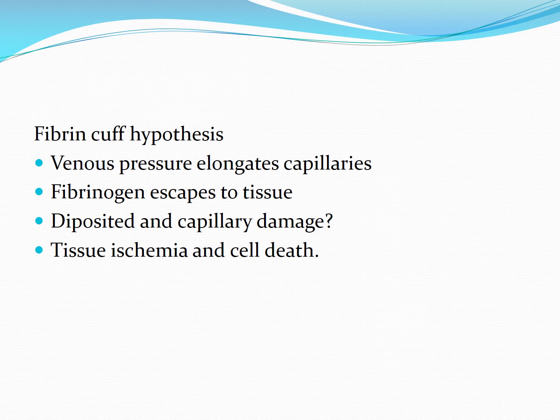The other one is the fibrin cuff hypothesis. What happens in the fibrin cuff hypothesis is that, due to sustained venous pressure, the venular ends of capillaries elongate. So the intercellular gaps between endothelial cells also increase. When you have large pores between cells, large molecules like fibrinogen escape into the tissues. Once the fibrinogen escapes, it becomes fibrin, and this fibrin is deposited around capillaries. Therefore, the thickness of the capillary wall increases, and it causes less oxygen diffusion and tissue ischemia, which ultimately results in cell death and ulceration.